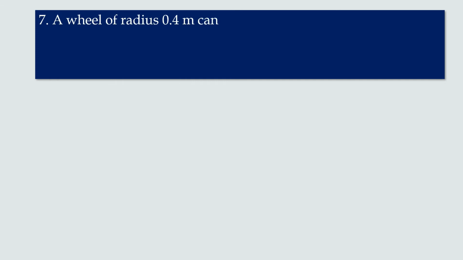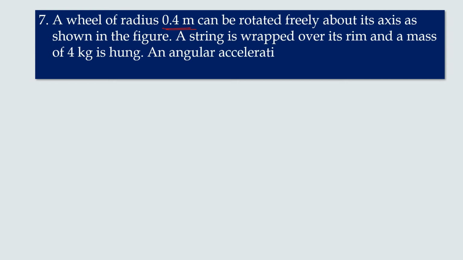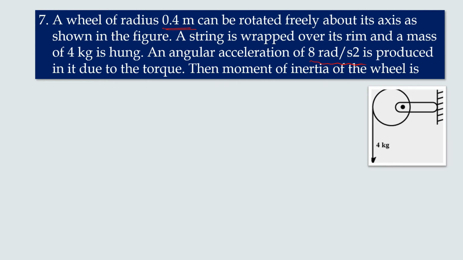A wheel of radius 0.4 meters can be rotated freely about its axis as shown in the figure. A string is wrapped over its rim and a mass of 4 kg is hung. An angular acceleration of 8 radians per second square is produced in it due to the torque. Then the moment of inertia of the wheel is, here we have to calculate the moment of inertia of the wheel. See the figure. This is the wheel of radius 0.4 meters that can be rotated freely about its axis, and 4 kilogram is hanging. So now let us go to the solution.